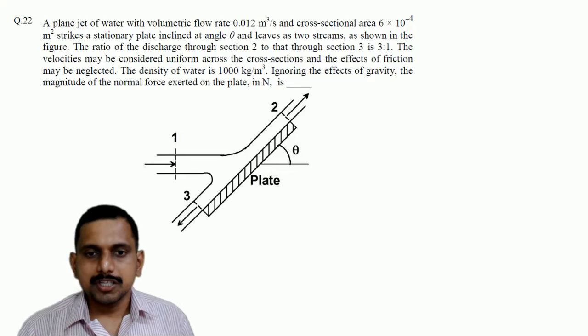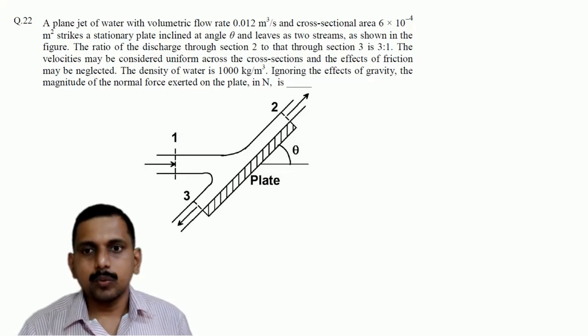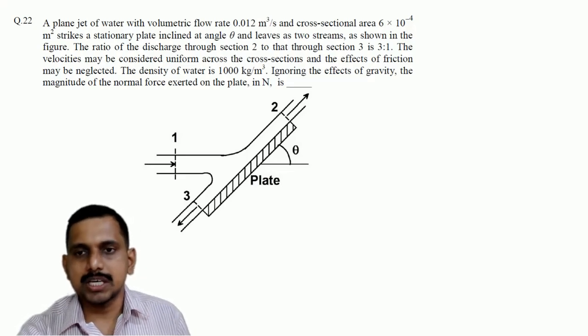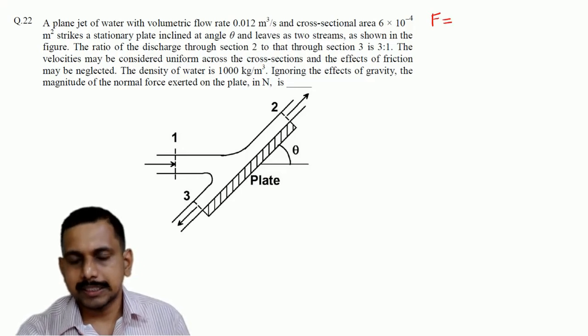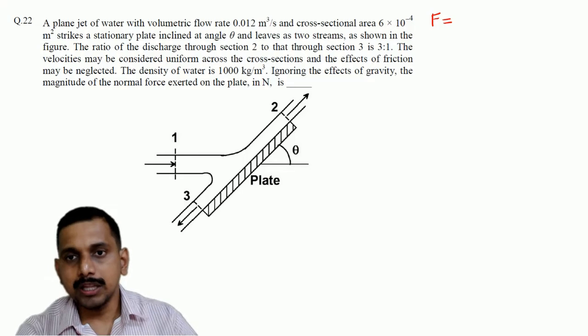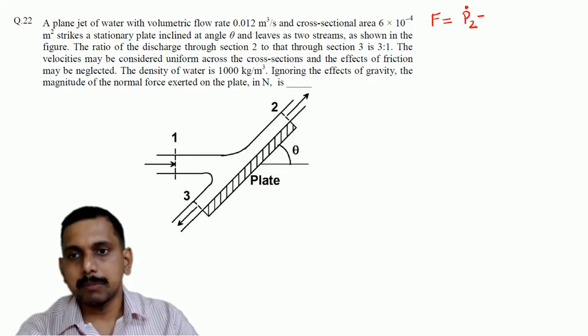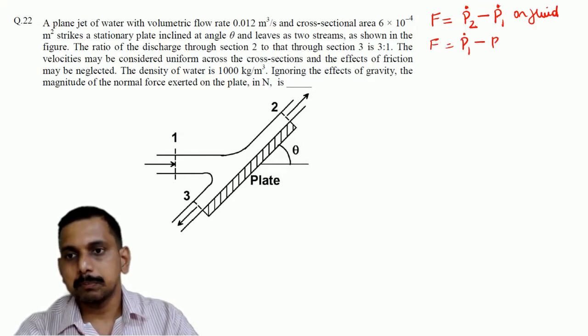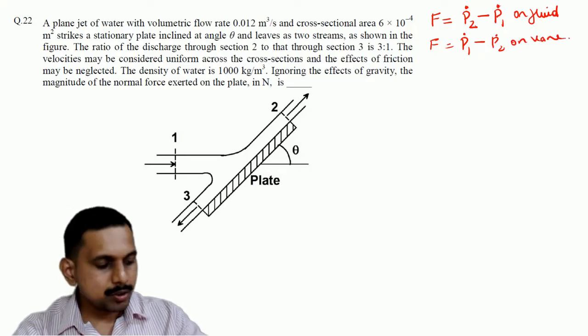So let us solve this problem. Now, one of the important things we have to see is force is rate of change of momentum. That is, on the fluid, it is P2 dot minus P1 dot. If I say on vane, it would be P1 dot minus P2 dot. Okay, so let us see.